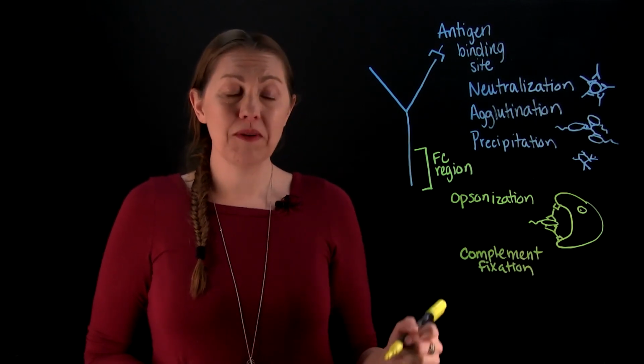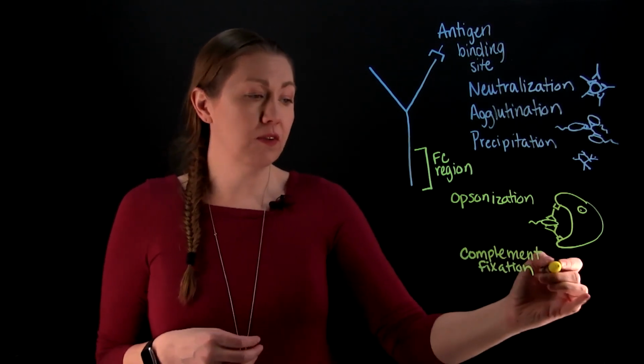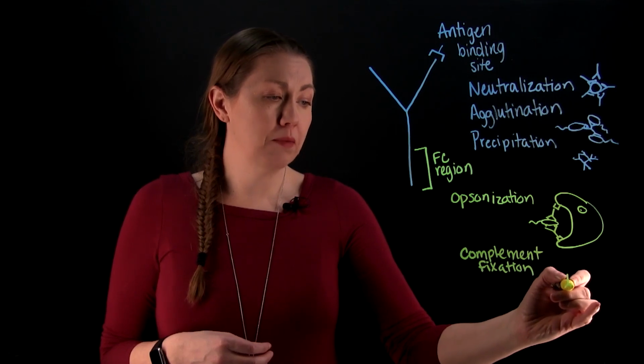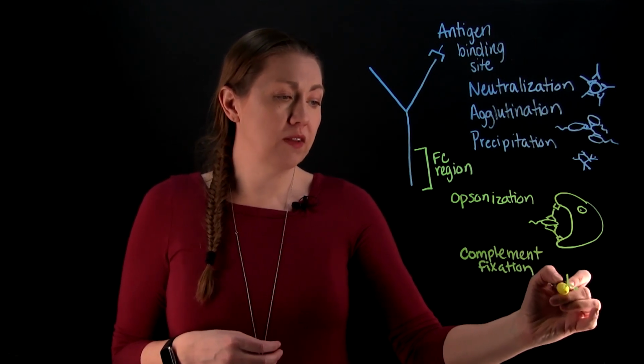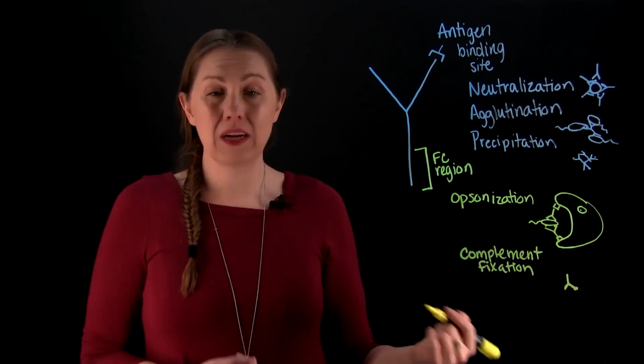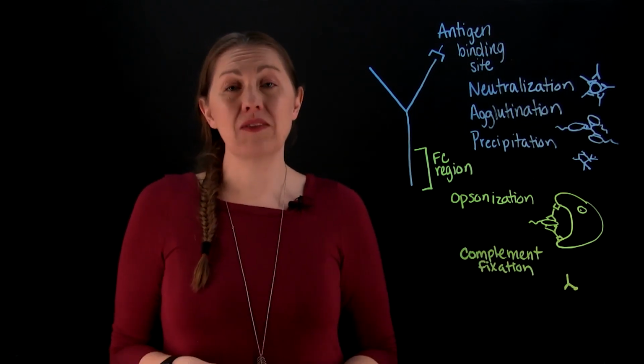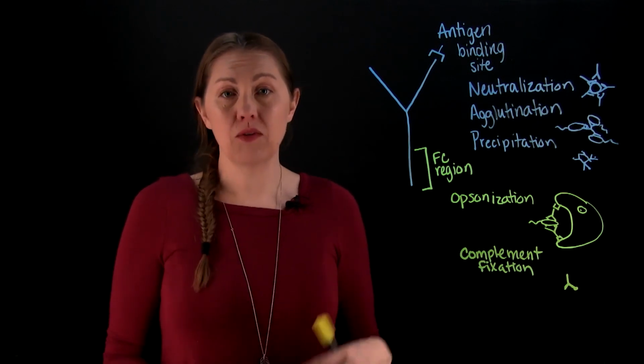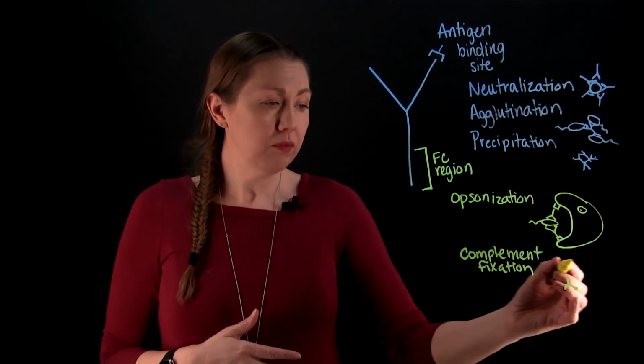With complement fixation, you're going to then have the Fc region bind to a complement protein. So here's our antigen sitting on our antibody. So we have an immune complex here that we need to get rid of. So we need to get it to a place that has a lot of white blood cells so it can do its job and help destroy it.